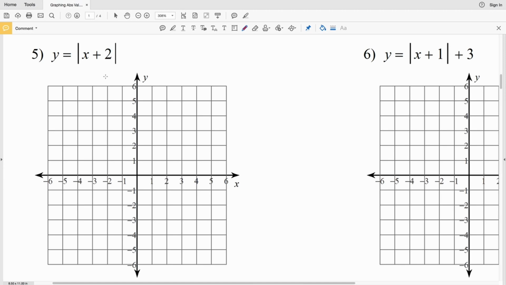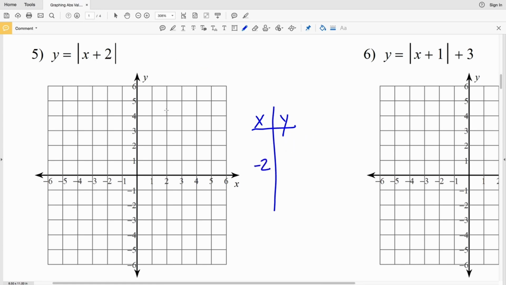So picking up with number 5, we're going to plot the equation y equals the absolute value of x plus 2. We're going to start with the t-table, and we have to find the turning point. If you remember from the last video, the turning point occurs when what's inside the absolute value is equal to 0. So x plus 2 equals 0, subtracting 2 from both sides, that x is going to be equal to a negative 2. So when x is negative 2, this absolute value of x plus 2 is equal to 0.